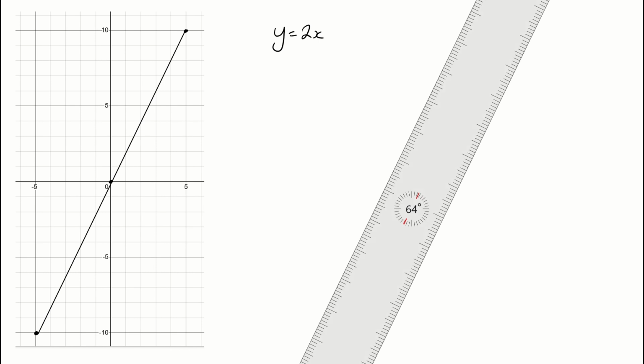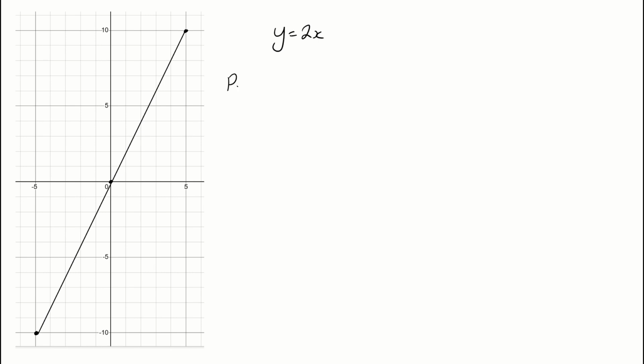So that's my y equals 2x line. Now in this video, we're interested in perpendicular lines. Okay, so perpendicular lines are those lines which come off at 90 degrees to each other. So for example, this line here and say this line here would be perpendicular, or maybe this line here and this line here would be perpendicular. So we have to come off at right angles. So you can see all of these right angles which are existing in here.